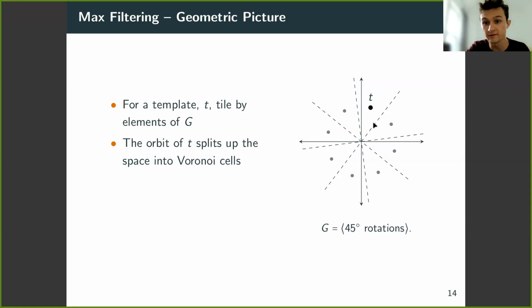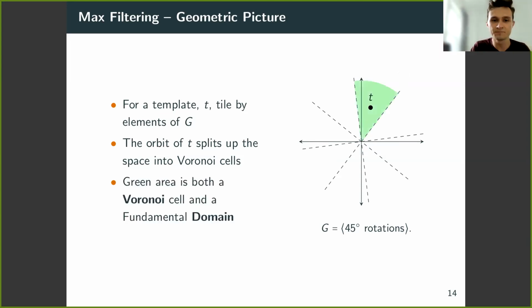That is, every orbit is represented by exactly one element in this Voronoi cell, up to some issues with the boundary. We're just going to ignore the issues on the boundary. So this green area is a Voronoi cell and it's a fundamental domain. I'm going to call it a Voronoi domain for the purposes of this talk, but that just means it's a Voronoi cell and a fundamental domain.